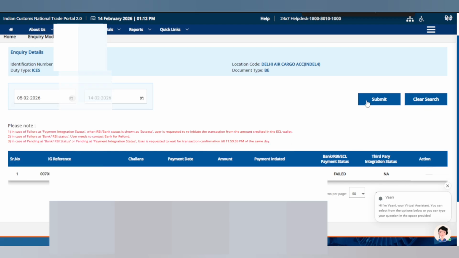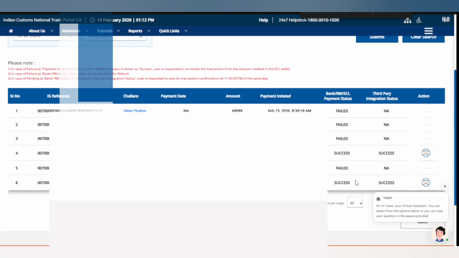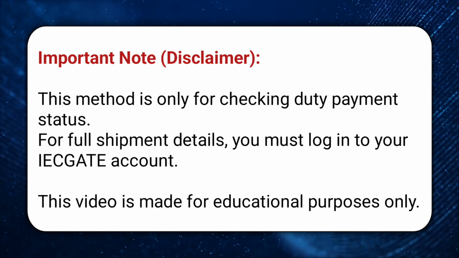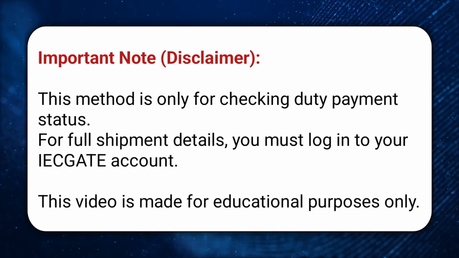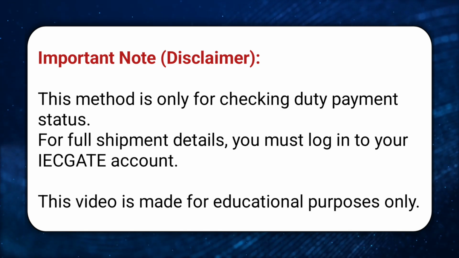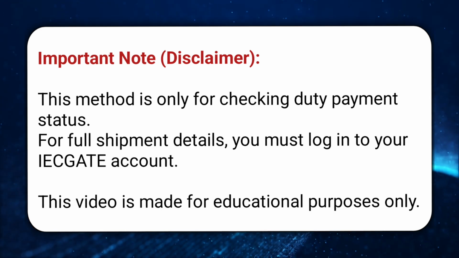If I select another date, you can see that my previous duty payments were successful. Important note: this method is only for checking duty payment status. For full shipment details, you must log in to your Iecgate account. This video is made for educational purposes only.